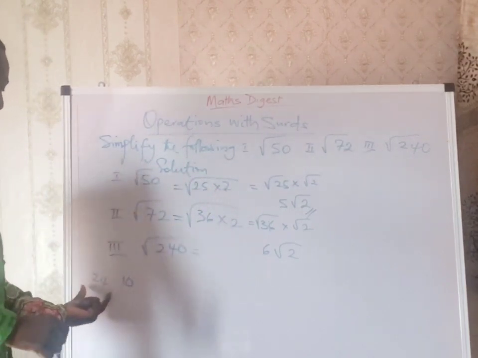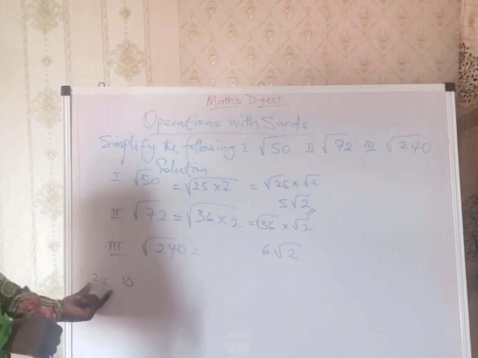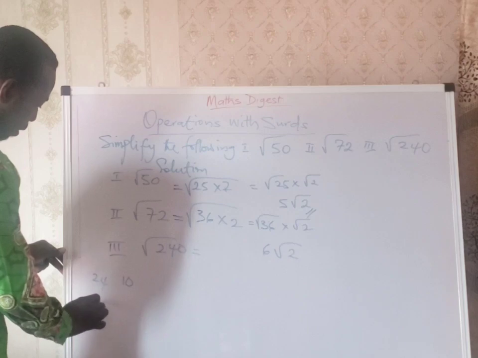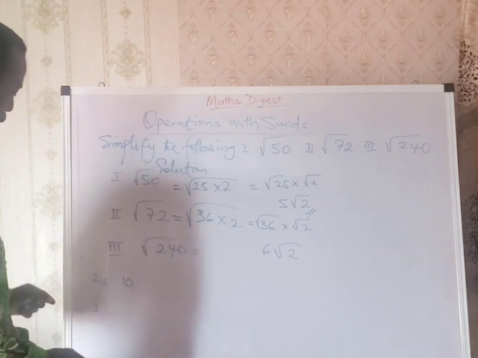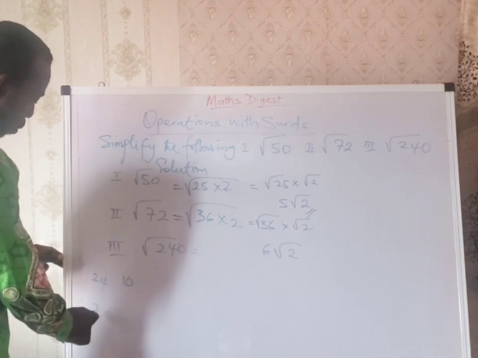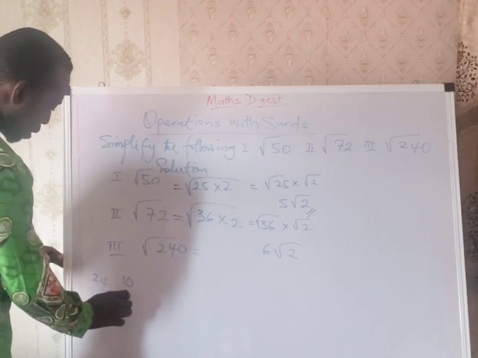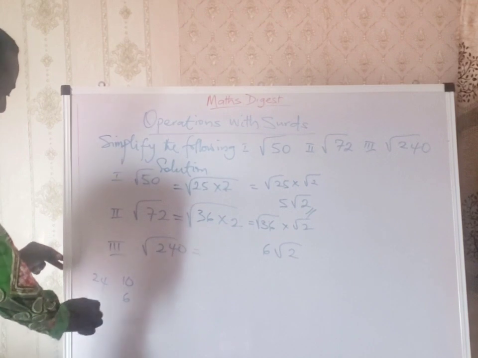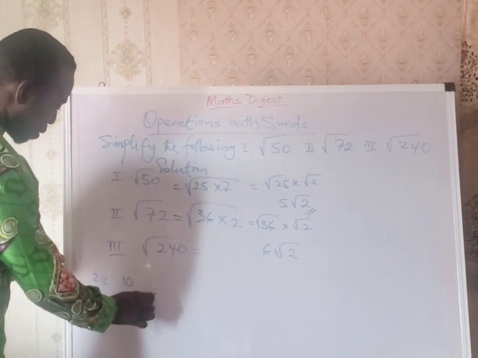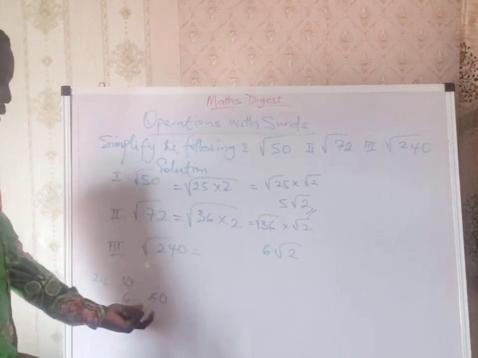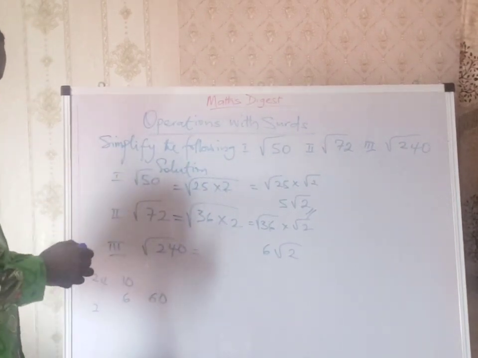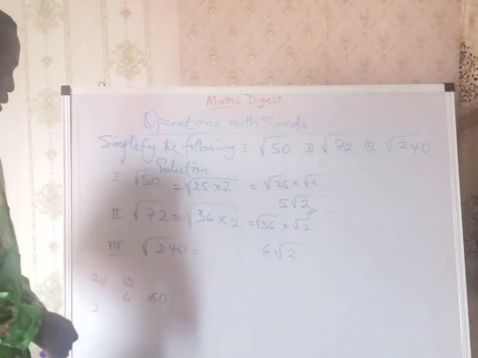Now, what are the factors of this 24? Factors of 24, we have 4 in it. So 4 divide 24, now we have 6. So square root of 4 will give you 2. So we have 6 left. Now 6 times 10 will give you 60 rather. Now we are having 60 still remaining inside. Now you also look for what? The factors of this 60.